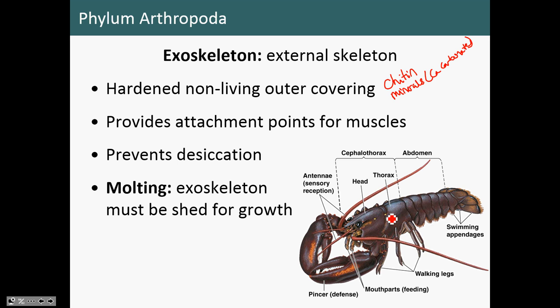And then the downside, the negative thing about the exoskeleton is that it has to be shed. So you can't get larger unless you shed your exoskeleton. And you can be very vulnerable during the period that you are shedding your old exoskeleton and building the new one, applying the minerals or the chitin to harden out your new outer surface.